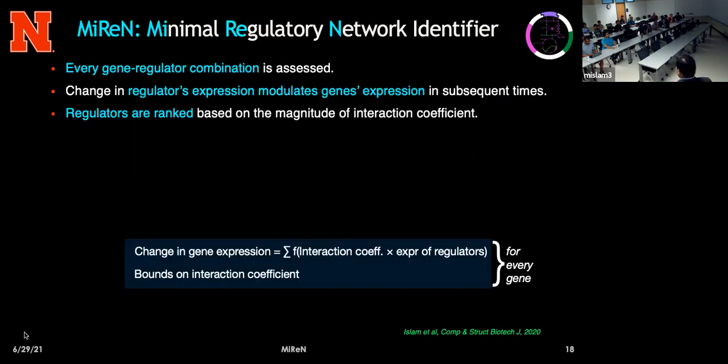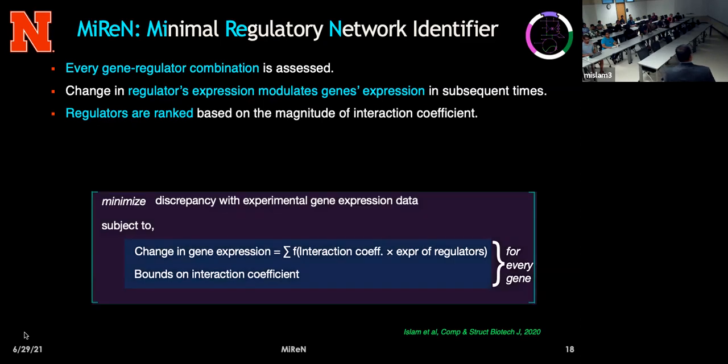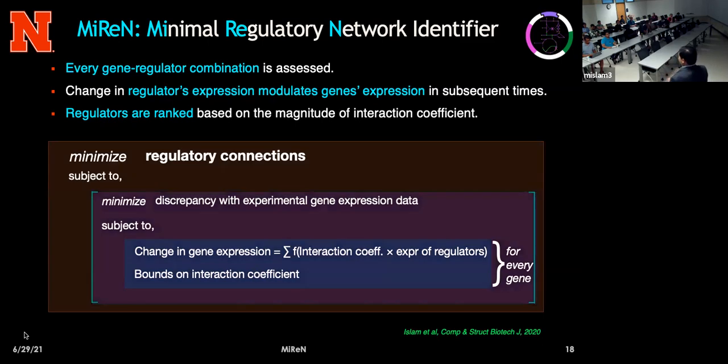In this slide, I'm going to show how MiReN works. So MiReN tries to connect the change in gene expression level with the expression level of regulators for every gene in our organism. And the way it connects those two is with an interaction coefficient, which basically tells us whether this interaction is an activation or repression, depending on the positive and negative signs and the magnitude. Now, this set of constraints has to be satisfied so that I can minimize the discrepancy between experimental gene expression data and the predicted gene expression from these equations. And subject to all this, I try to minimize the number of regulatory connections on a particular gene.